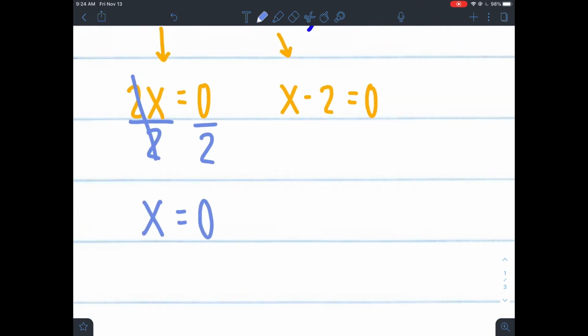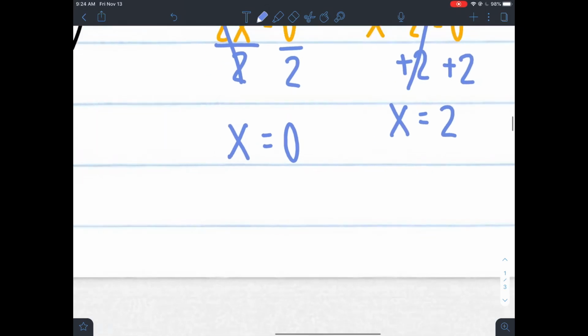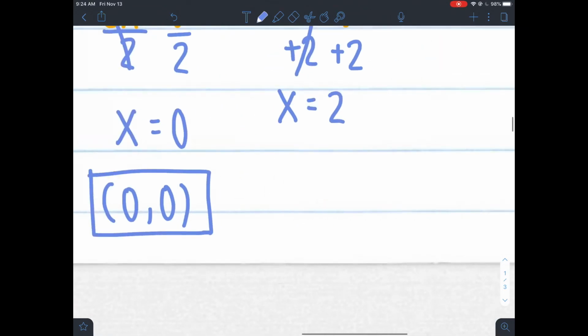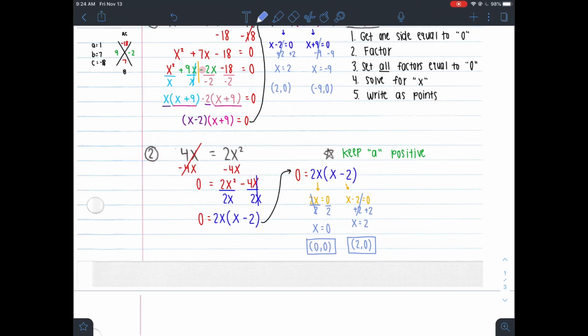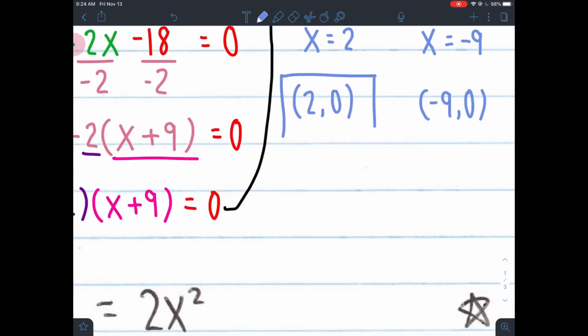And then I have x minus 2 equals 0. I want to get x by itself, so I would add 2 to both sides. So I have x equals 0 plus 2, which is positive 2. Can I have x equal 0? Sure, I can have an x-intercept at 0. So our first x-intercept is at (0, 0), and our second x-intercept is at (2, 0). If I were to graph this, I have two x-intercepts: one at (0, 0) and one at (2, 0). I actually forgot to box these answers.